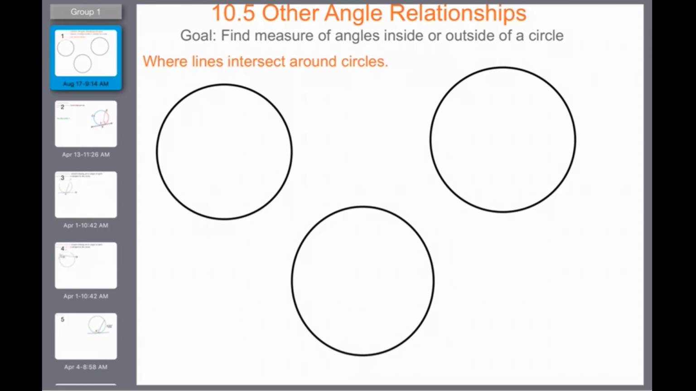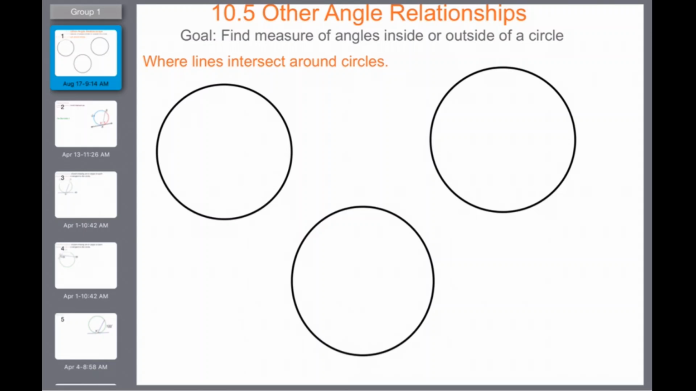All right, hello everyone. We are taking a look at 10.5 today, looking at other types of angle relationships inside of circles. So in 10.2 and 10.4, we did types of angle relationships, and now we're going to learn about three more. And each one of these relationships depends on where our lines or our segments intersect around a circle.